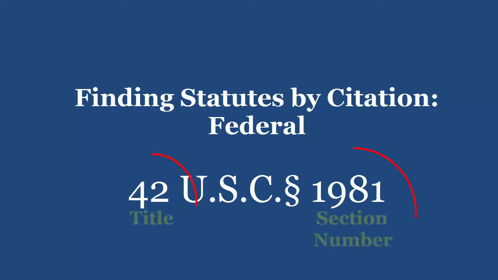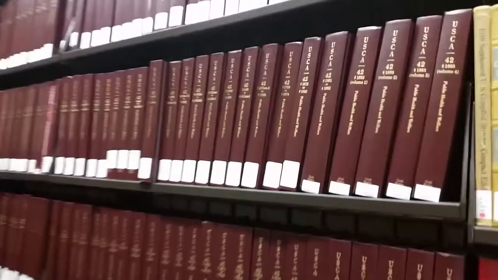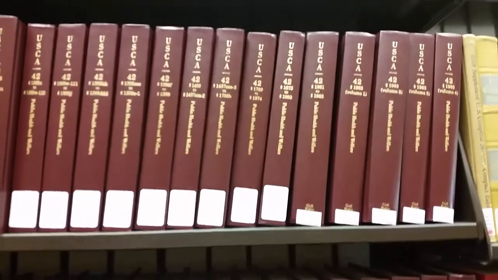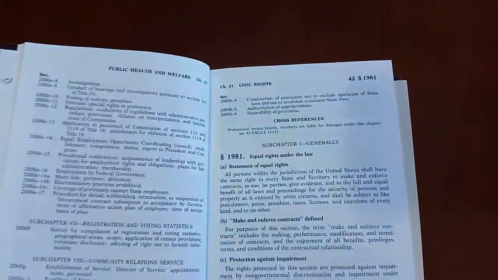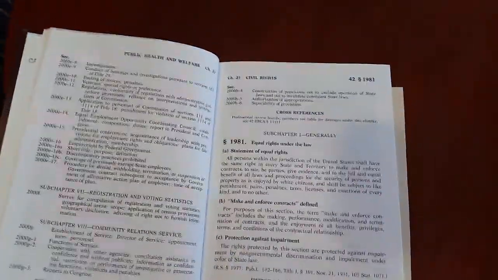To find a federal statute by citation in print, look for the volume with the appropriate title number and then look for corresponding section numbers. So say you have Title 42, Section 1981. Then you would go to Title 42 in the volumes and then look for Section 1981 accordingly. This works for both official and unofficial codes.